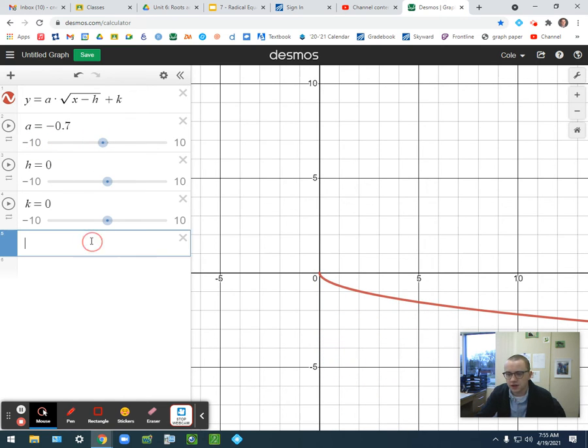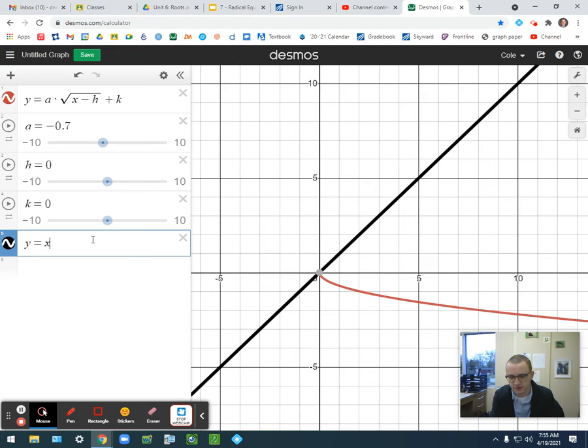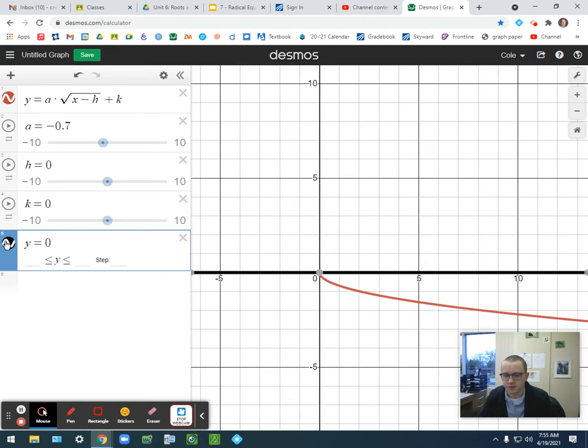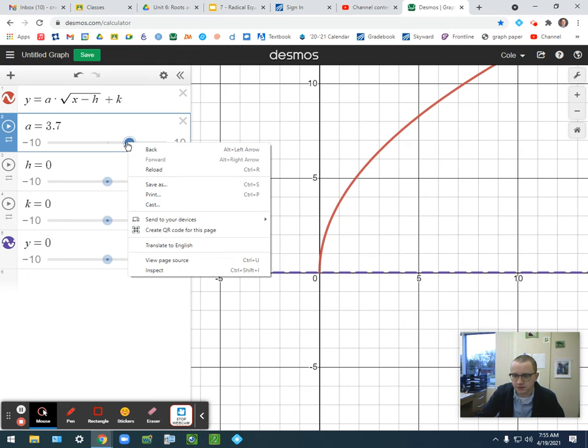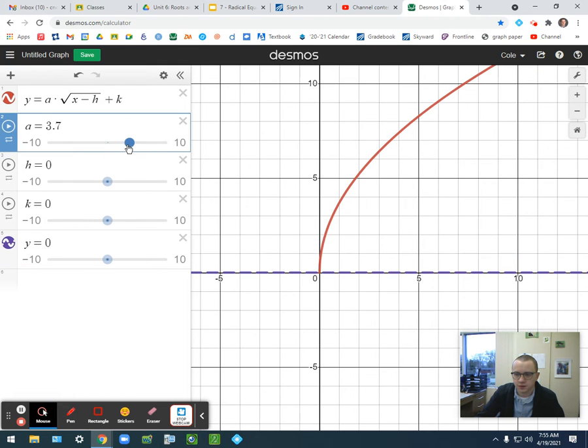So there's this invisible line y equals 0. Let's make it dotted. This purple dotted line is like a reflection axis, and so if a is negative, then the graph is reflected across the x-axis. If it's positive, it's not. So something like that. Okay, let's go back to 1.